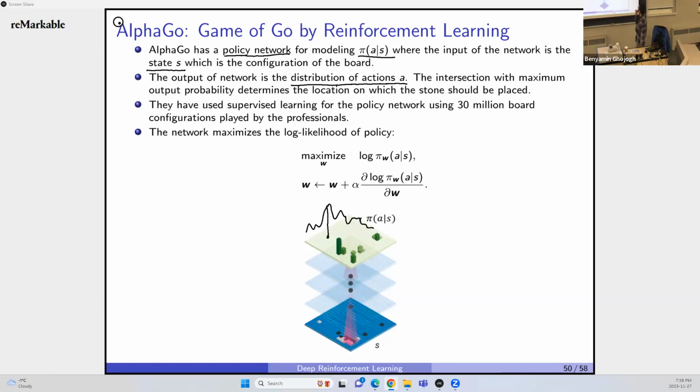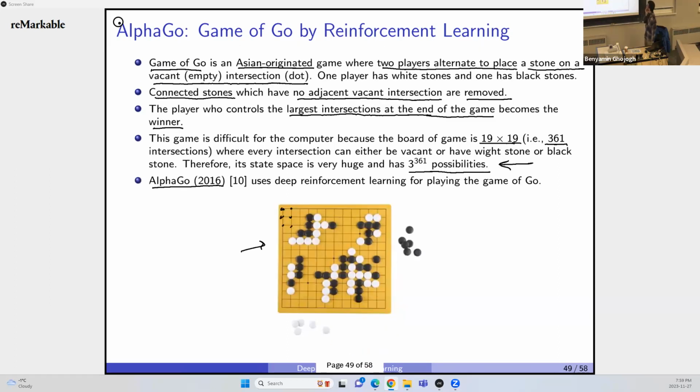Okay, interesting. How did they train it? They trained it in 2 ways. First, they used supervised learning. You remember we talked about supervised learning. So how do they have the data? Of course, they have states, the board configurations, and the actions played by the professionals. They use 30 million board configurations. It's not too many. Why? Because it's much less than 3 to the power 361.